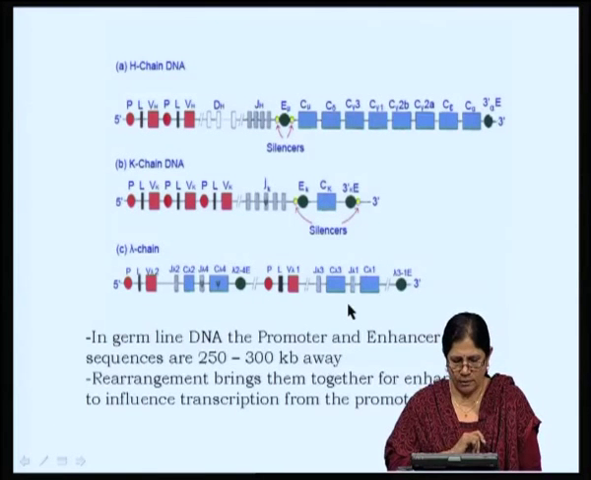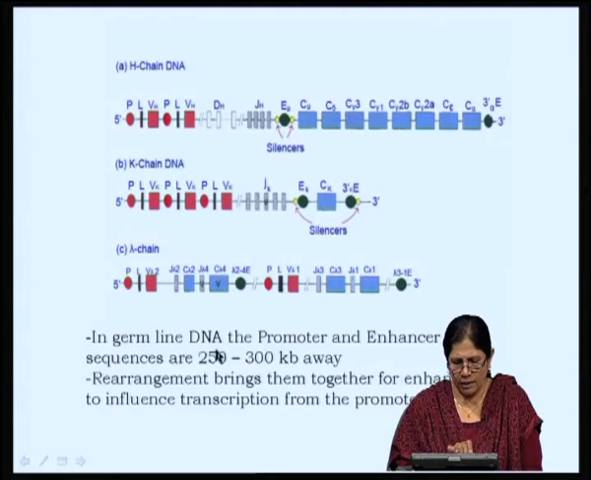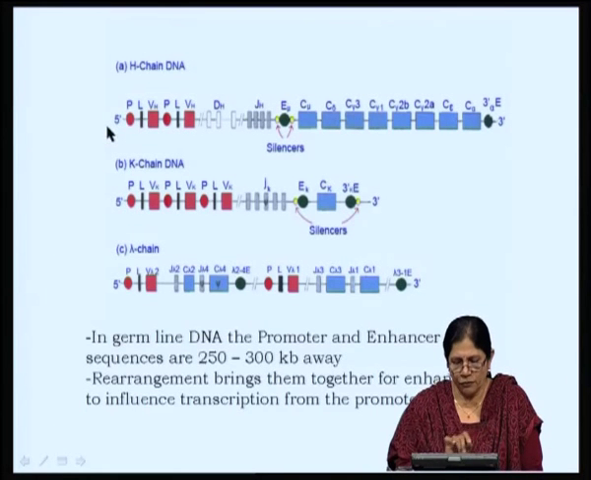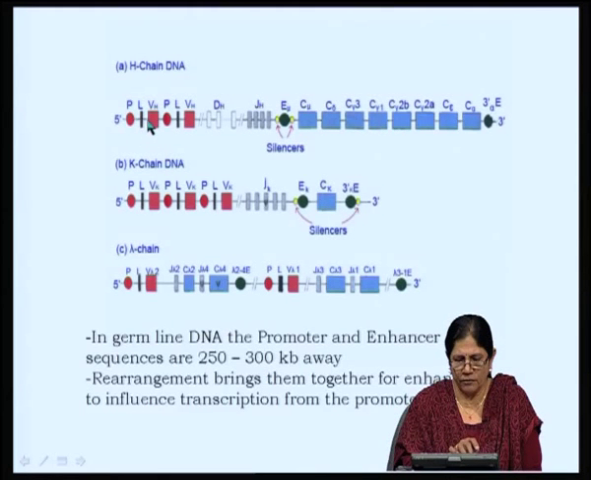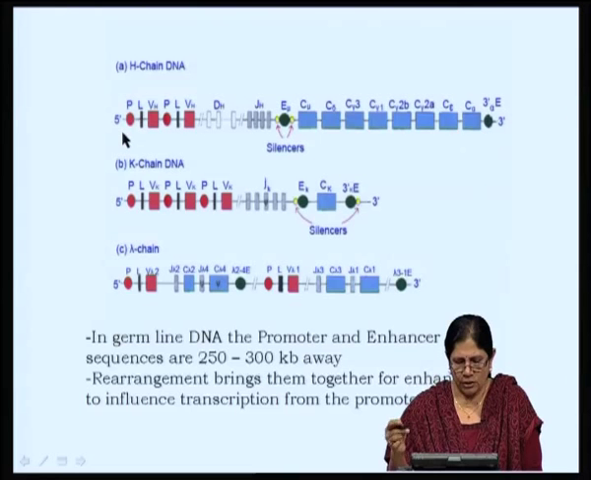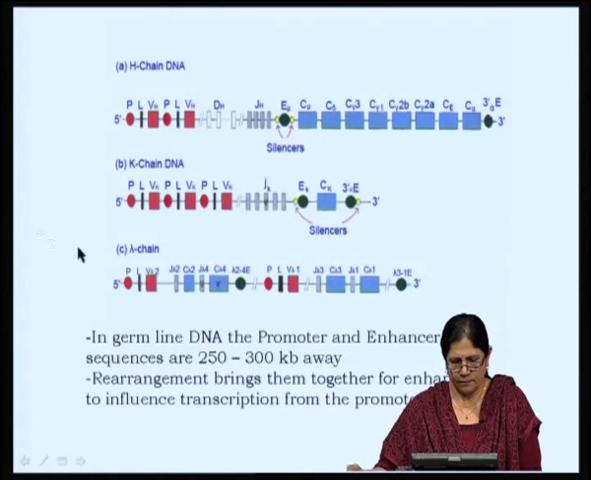In the germline DNA, the promoter and the enhancers are 250 to 300 kilobases away, and rearrangement of any one of the V with any one of the J and D would bring these close together, because of which transcription is influenced.